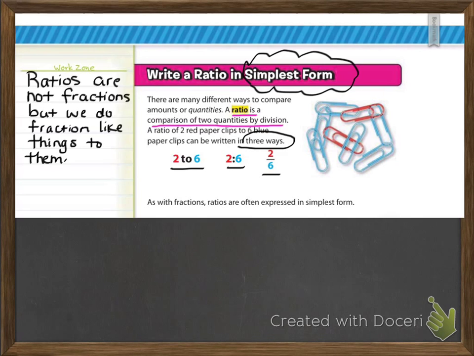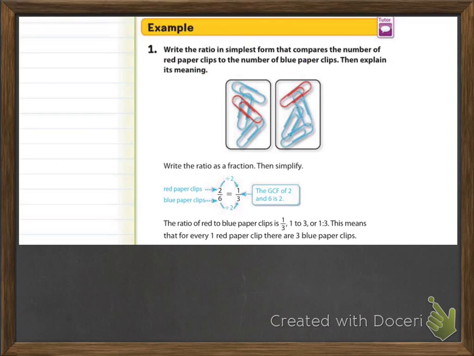As with fractions, ratios are often expressed in simplest form. This is probably the most common mistake that people make when working with ratios, not putting them in simplest form. All right, so let's go ahead and look at example 1. It says to write the ratio in simplest form, so immediately we need to make sure that we underline that simplest form so we don't forget, and actually I'm just going to box it, that compares the number of red paper clips, so I want you to underline number of red paper clips, to the number of blue paper clips. And I'm going to use a different color to say to the number of blue paper clips. And then, super duper important, it says to explain its meaning. That's probably the piece that everyone leaves out, and it's really the most important piece.